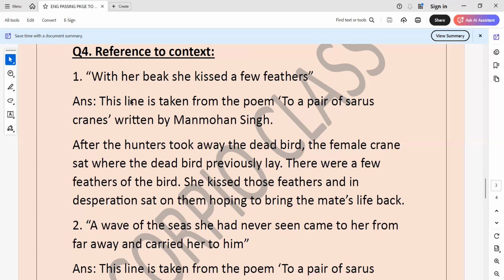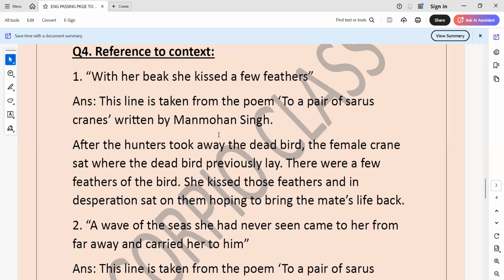So let's start. First one. With her beak, she kissed a few feathers. So answer. Firstly, you have to write this line is taken from the poem To a Pair of Sarus Cranes written by Manmohan Singh. Then, after the hunters took away the dead bird, the female crane sat where the dead bird previously lay. There were a few feathers of the bird. She kissed those feathers and, in desperation, sat on them, hoping to bring the mate's life back.